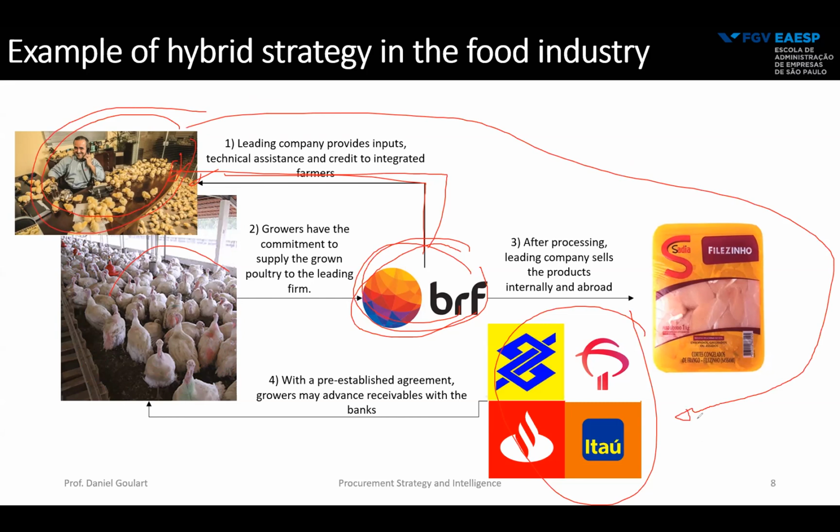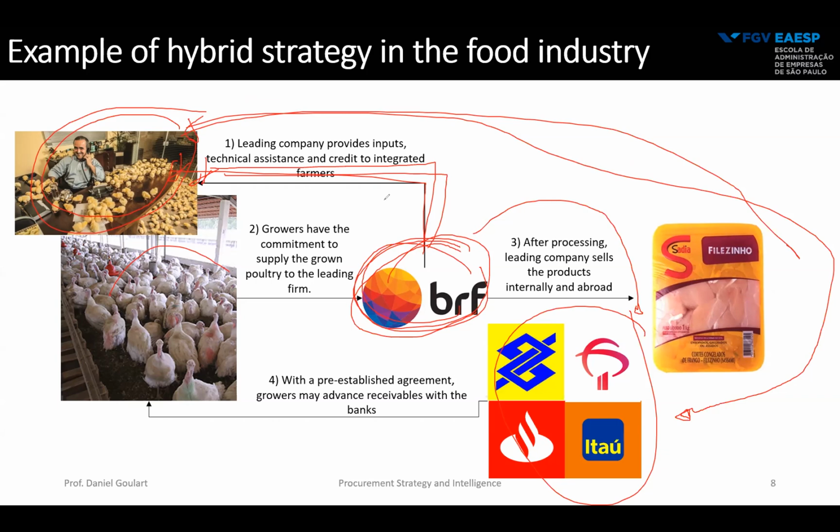I have a covenant with this bank. You go to the bank, say that you are my supplier, show the invoices, and then the bank will make you the payment in advance. So BRF, in this case, is not using their balance sheet to support these advanced payments. They are making a covenant with the bank and using the bank's balance sheet to provide this payment in advance to the customer.